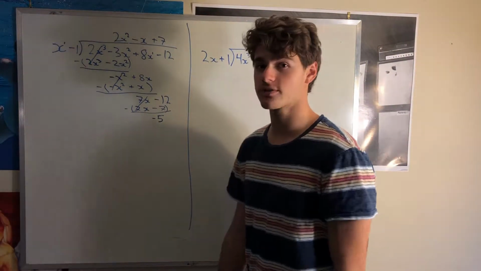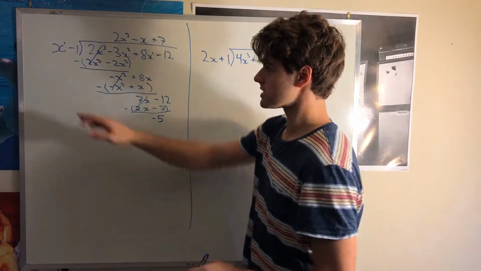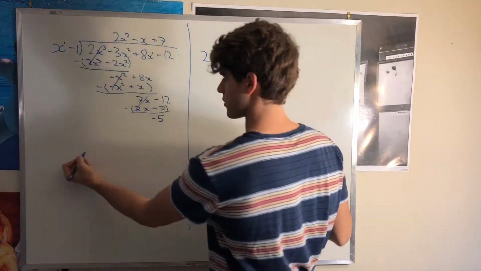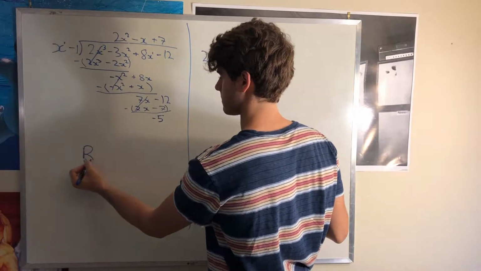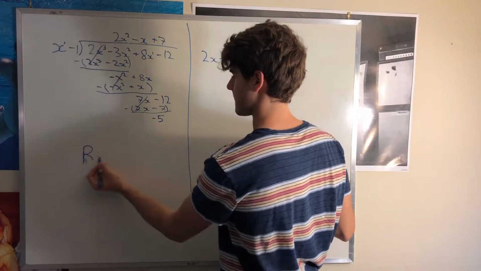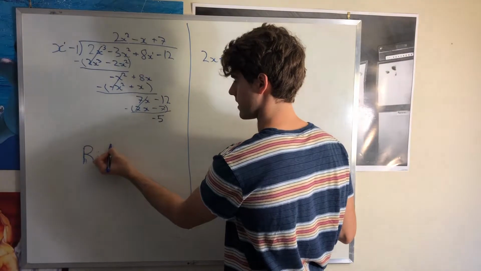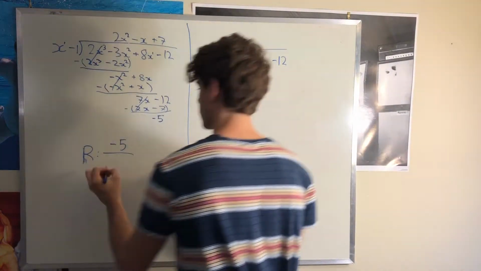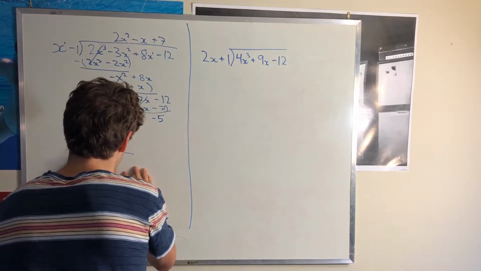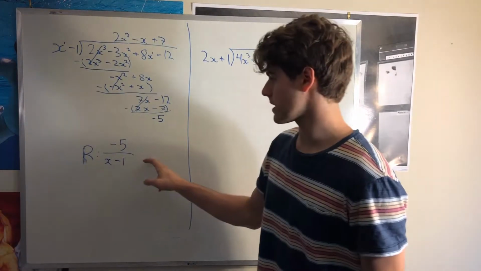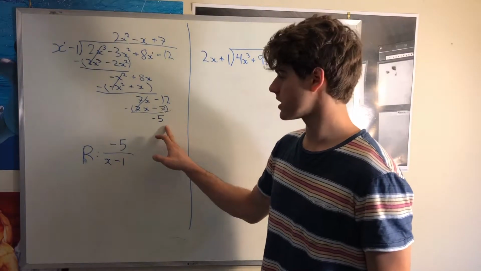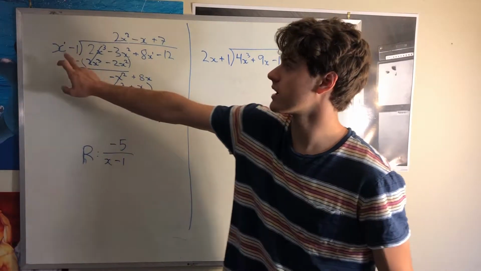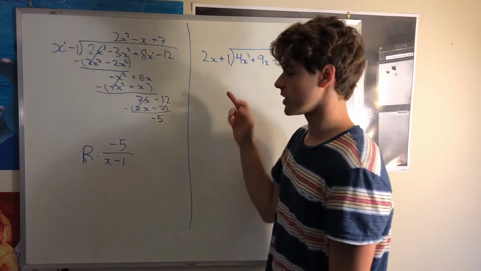Now, is our remainder just 5? No. Since our divisor was x minus 1, our remainder is what we have left here, so negative 5 divided by x minus 1. Okay, so be careful. Your remainder isn't what you have left over. Your remainder is what you're left over divided by this number that's here. Okay, so now for our second example.